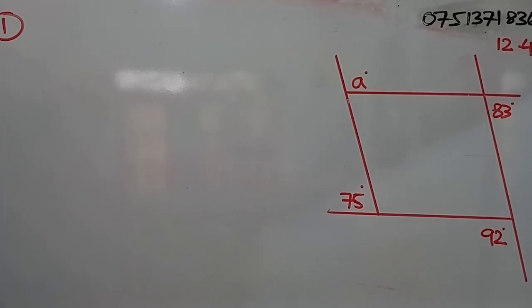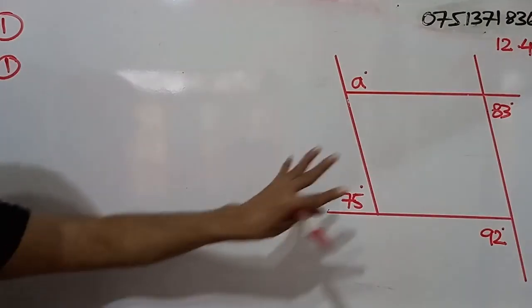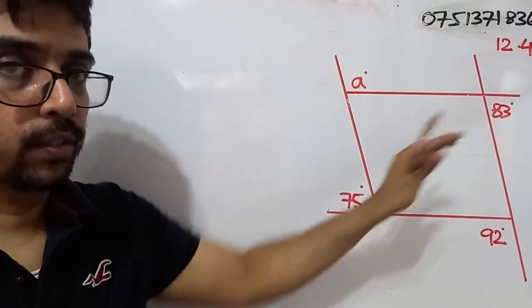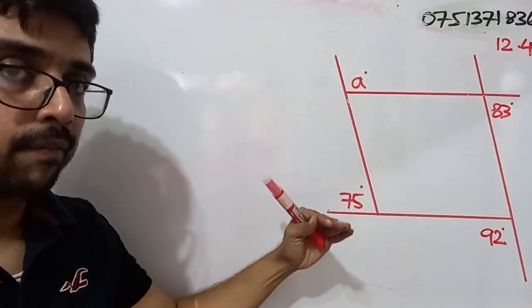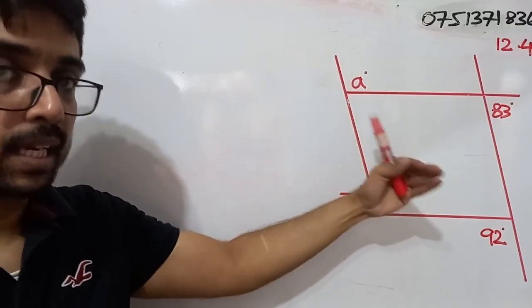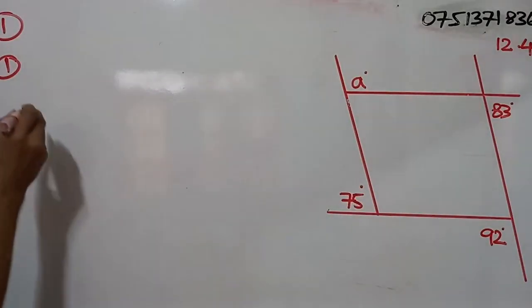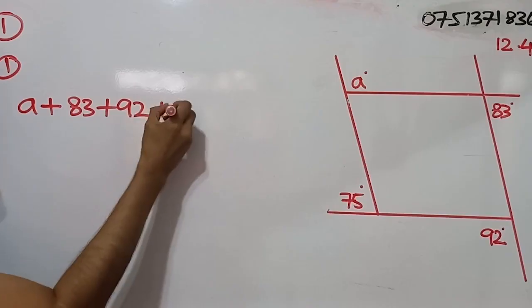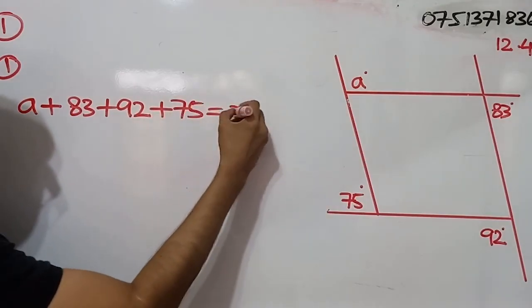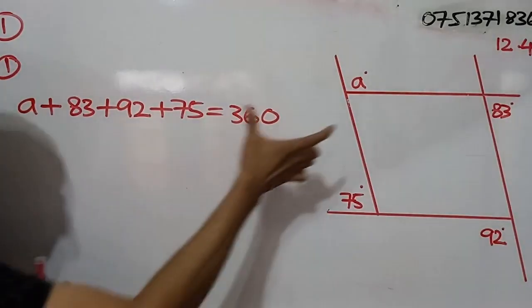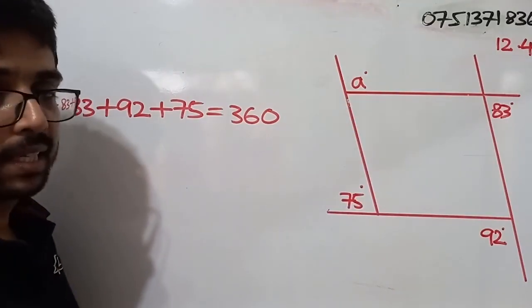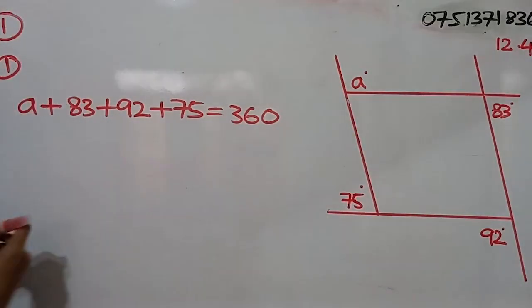Right. Exercise 12.4, under that question number 1. So there we have: find the value of A marked in each figure. So this is a quadrilateral. So all of these angles are external angles. In a quadrilateral, the sum of external angles is equal to 360. So we can write A plus 83 plus 92 plus 75 is equal to 360. So always you have to mention the reason. Within brackets you have to write sum of external angles of a quadrilateral.